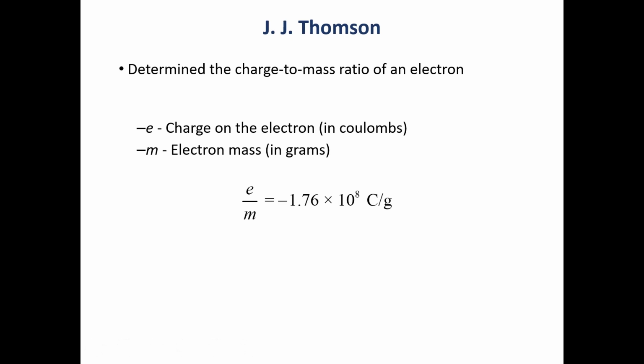So, using some of his experimental data, J.J. Thomson was able to determine the charge-to-mass ratio of an electron. So E here is the charge on the electron, measured in units of coulombs, and M is the mass in grams. So you don't need to know this specific value here. You just need to know that J.J. Thomson was the one who determined the charge-to-mass ratio.